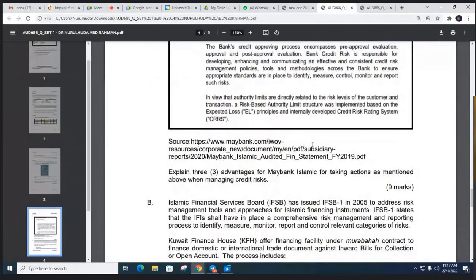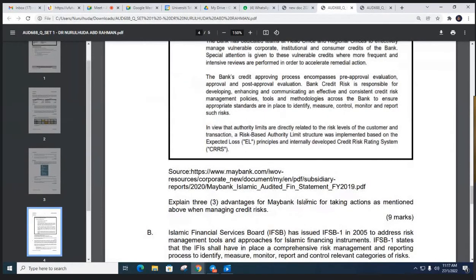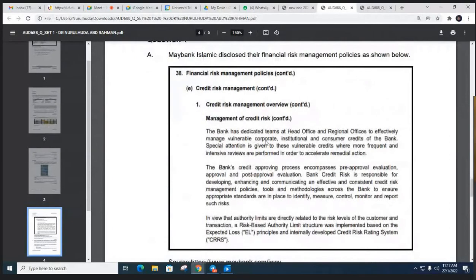Risk. The question shows you the risk management policy of Maybank. Okay, explain 3 advantages of Maybank Islamic for taking action as mentioned above when managing credit risk. Dia ada credit approving process, bank credit risk, developing, enhancing, communicating consistent credit risk management policy across the bank to ensure appropriate standards are in place. Okay. Risk-based authority limit structure was implemented.